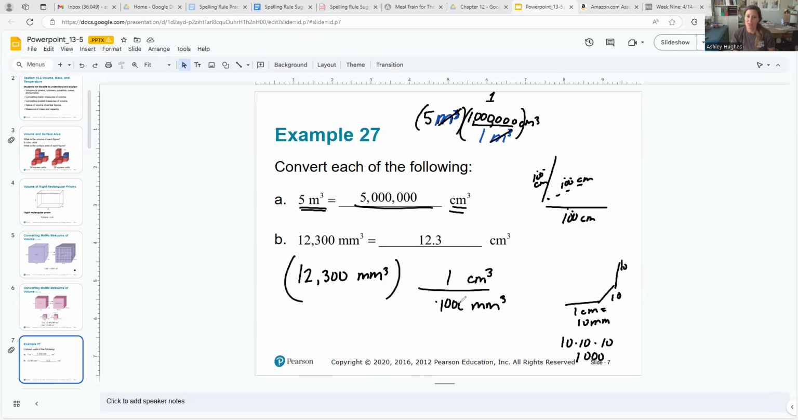So that's 1,000 millimeters cubed in 1 centimeter cubed because there are 10 in every centimeter and you're cubing that, or you're multiplying that 10 by itself those 3 times. So these cancel and then I could cancel out 2 zeros and I'm dividing by 10. So that means I need to move the decimal over from here to here. So that's where we get the 12.3 centimeters cubed.